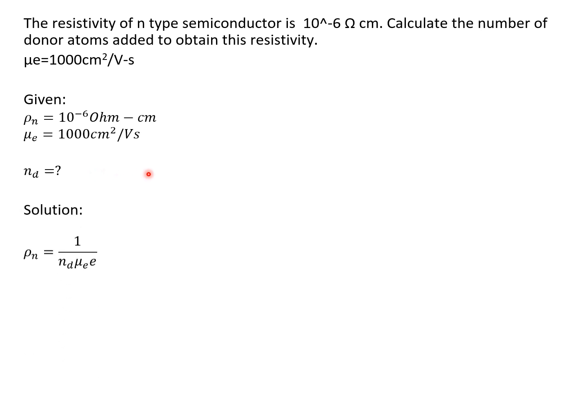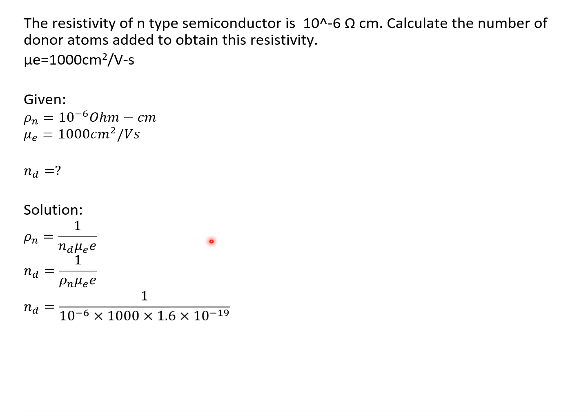Let us solve the numerical. Let us write the formula for resistivity. Resistivity is equal to 1 upon Nd mu E because it is N-type semiconductor. We need to calculate the concentration of donor impurity, so we will rearrange this equation for Nd. And what else do we need to do? We only have to put the values which are given here and we can arrive at the answer as shown: 6.25 into 10 raised to 21 atoms per centimeter cube.